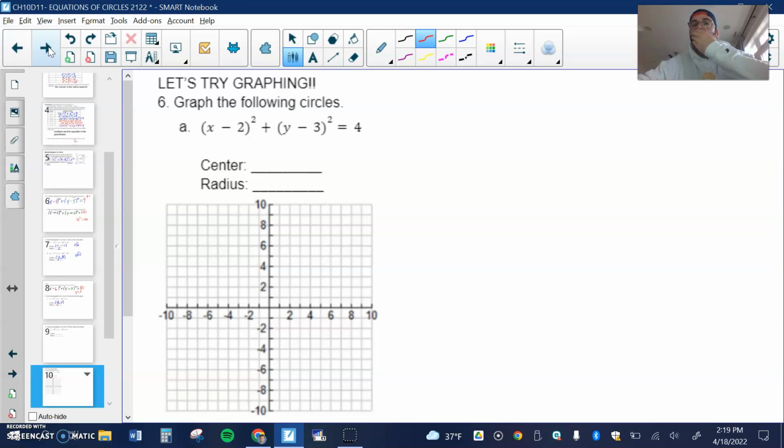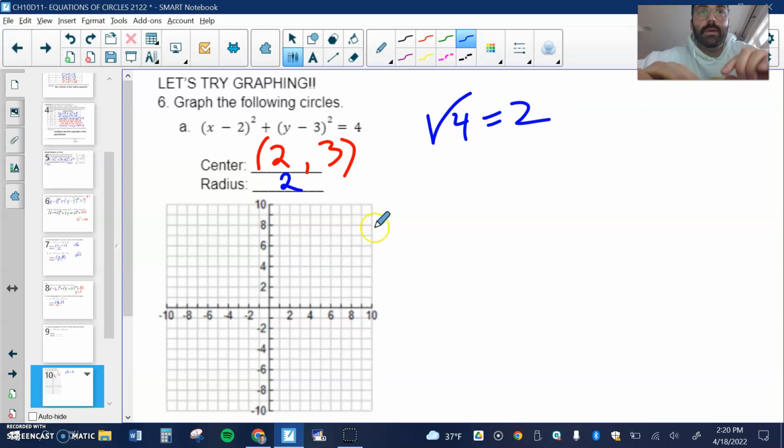Change gears for a little bit. All right, so we're going to try and graph these just as best as we can. Obviously, we saw from the warm-up that I wasn't very good at drawing a circle. But again, I'm going to do my best. All right, so the center here, opposite of our x is 2, opposite of our y is 3, square root of 4 is 2.